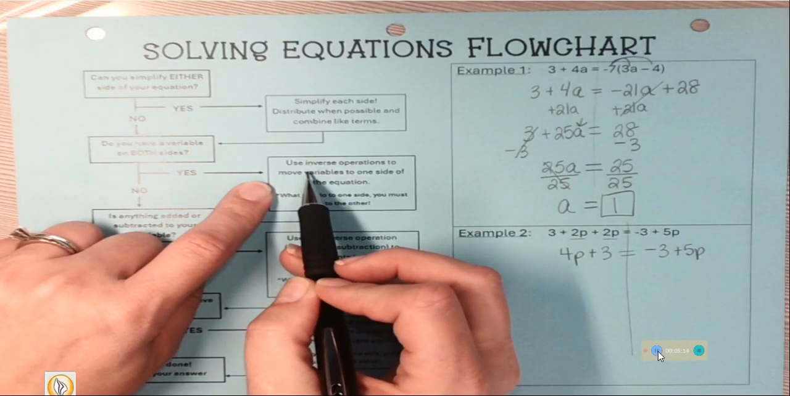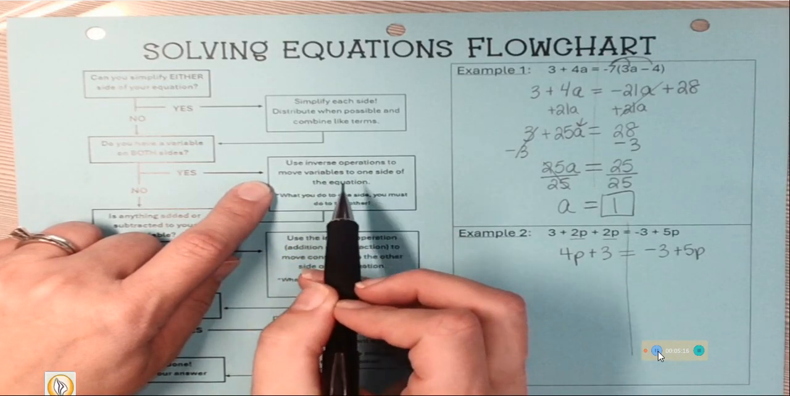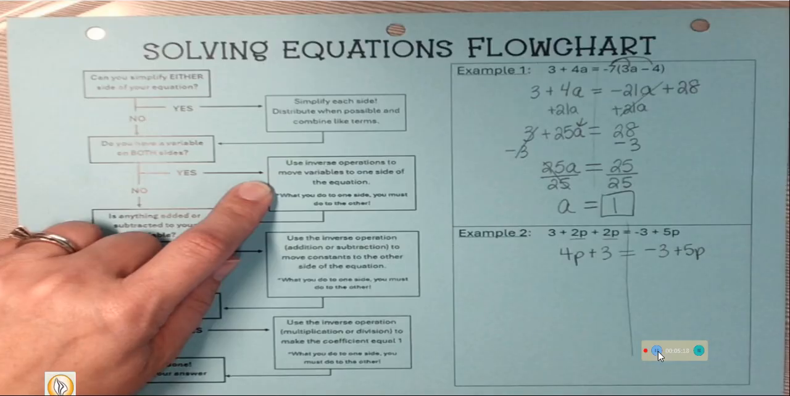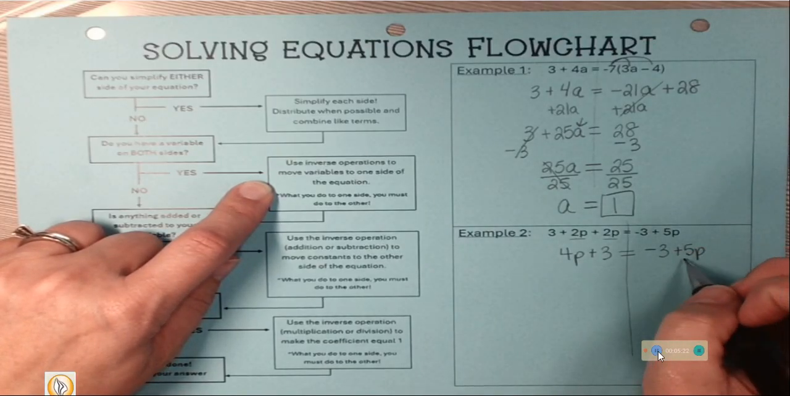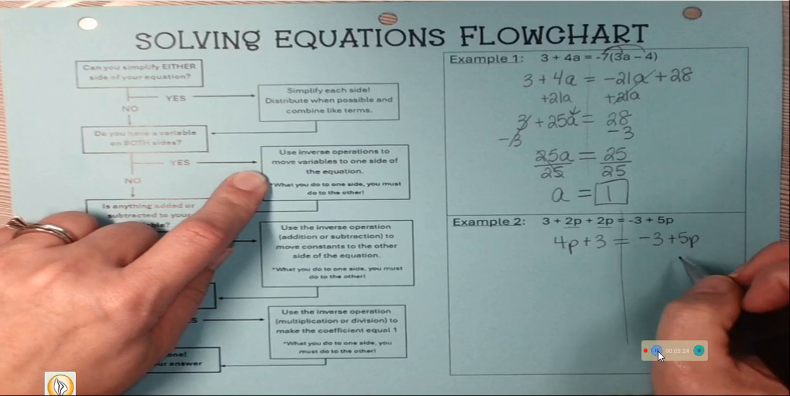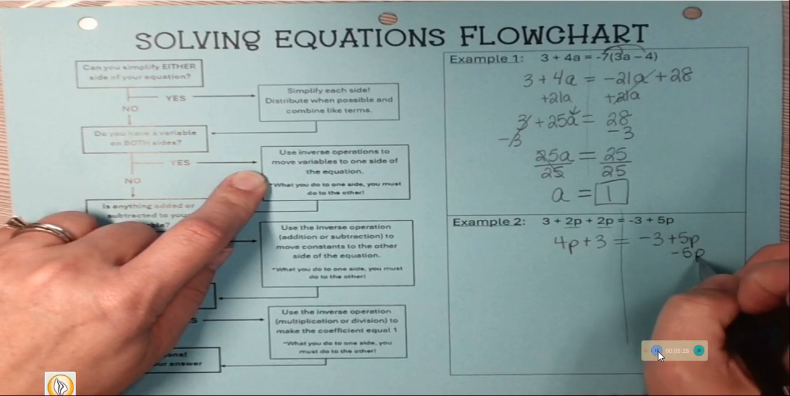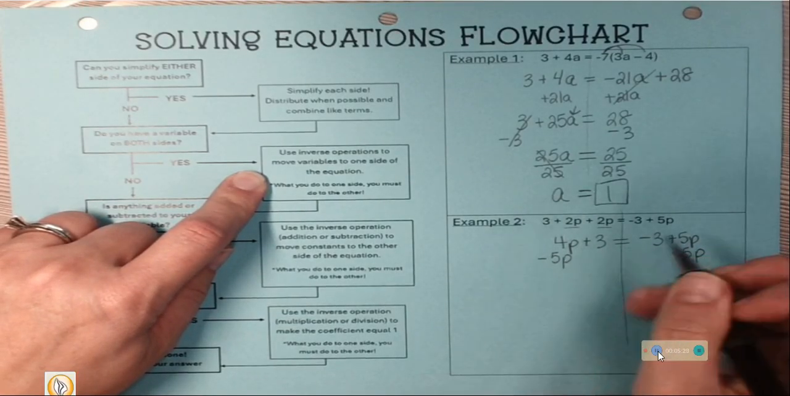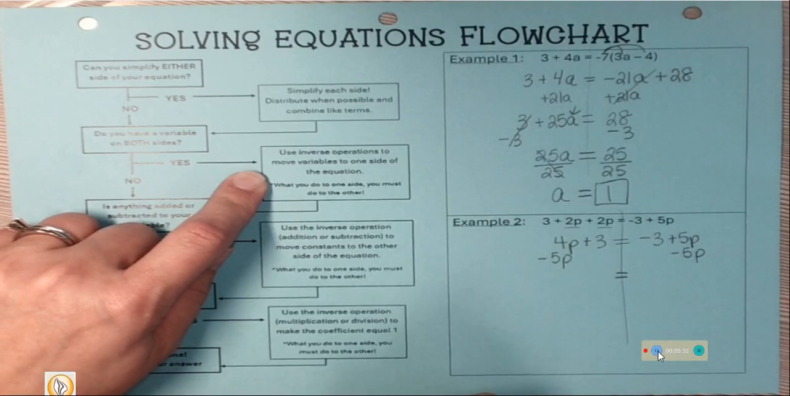You're going to use the inverse operation to move all the variables to one side. Remember what I told you. I usually say variables on the left, numbers on the right. What's the inverse of a plus 5p? Minus 5p to both sides. Keep my equal sign in the middle.